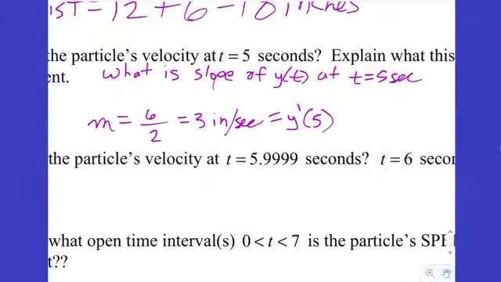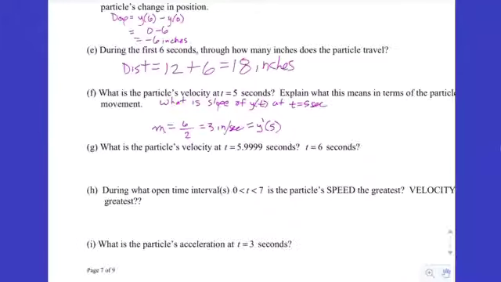Increasing. Or you could say the particle was moving what? Up. Yeah. At t equals 5 seconds, the particle was moving up at 3 inches per second. Or its position was increasing. Usually when you're talking about particle motion, you do want to say left or right, up or down, instead of position increasing, position decreasing. It's just a little bit better. So at t equals 5 seconds, the particle is moving up at 3 inches per second.